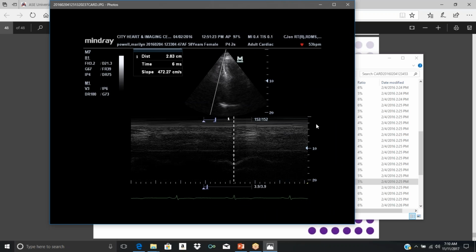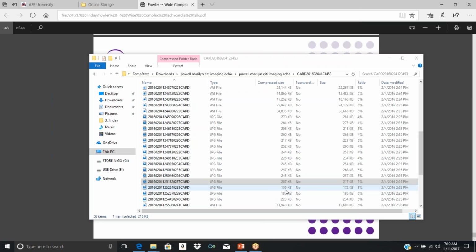Some of you have not done that yet, but we can evaluate RV systolic function by doing that. And when we do the right heart, that will be one of the things we discuss.